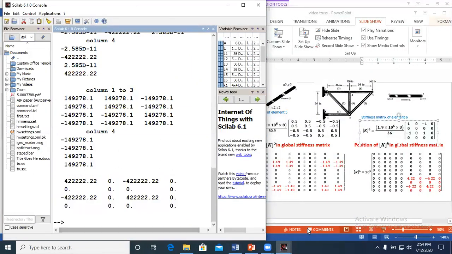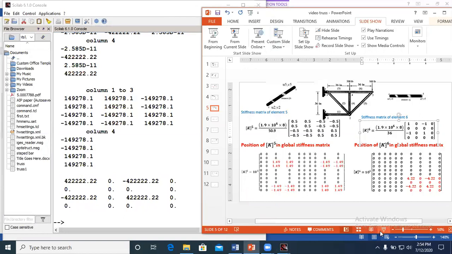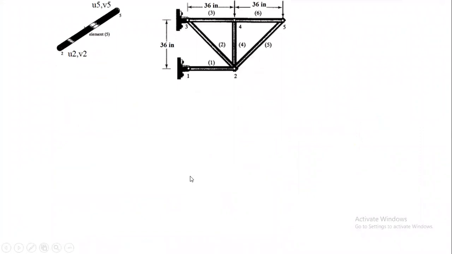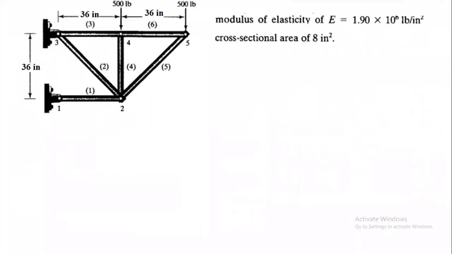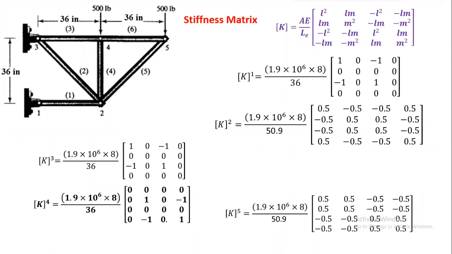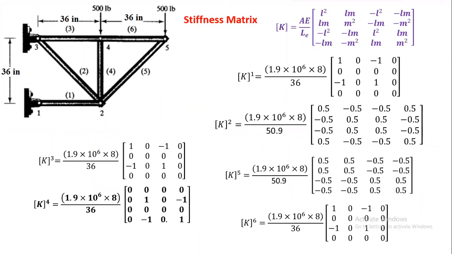Now next one. After calculation of the stiffness matrices, what we have to do? We have to make the addition of these stiffness matrices, or we have calculated all the stiffness matrices. After calculation of the stiffness matrices, you make the assembly.